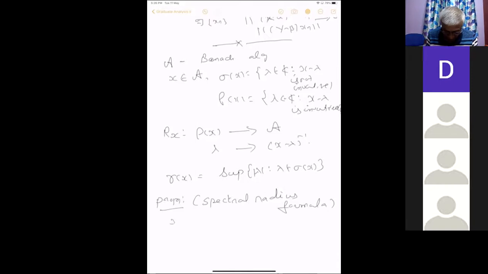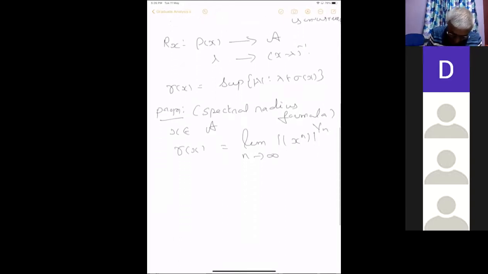So spectral radius formula. This says the following: if x is an element of A, then this gives a formula for the spectral radius r of x, which is equal to the limit. This limit exists, and it is the limit of norm of x power n, whole power 1 by n. So this is the spectral radius formula. Once this is proven, then the corollary to this. Maybe I'll come back to the corollary later.